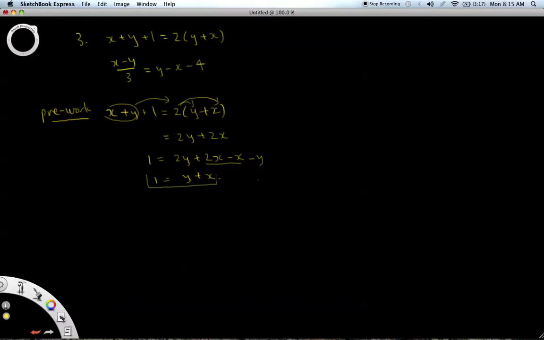So actually, this is far easier to deal with. And that's the whole point of why we do pre-work. I would rather deal with this equation in the box than this one with a few more variables. Okay. Let's do the pre-work for this next one.